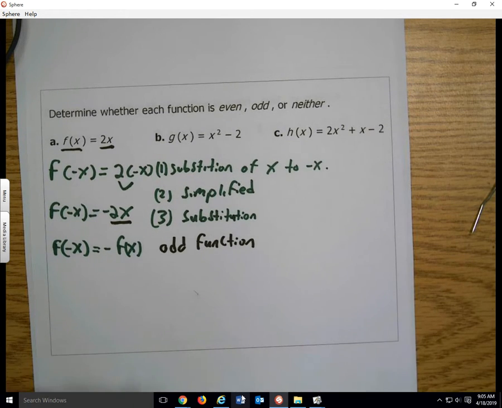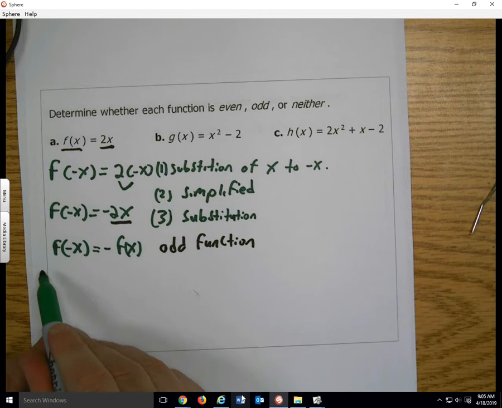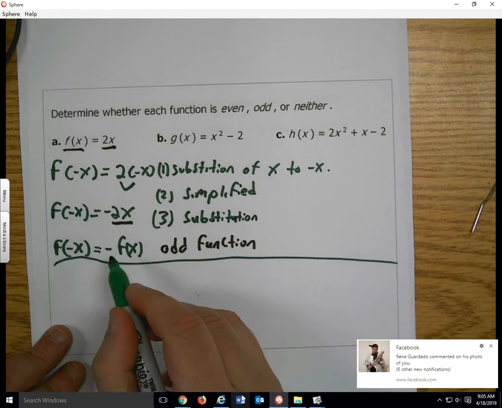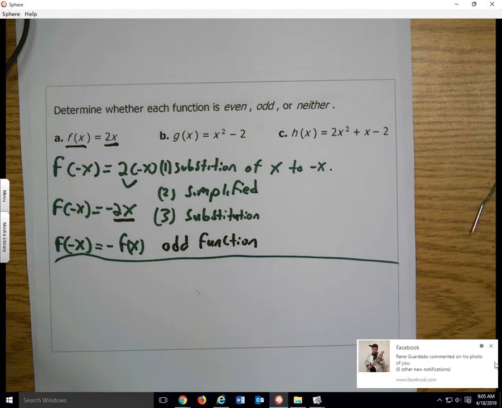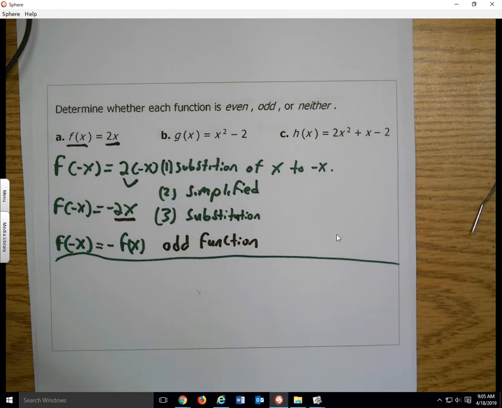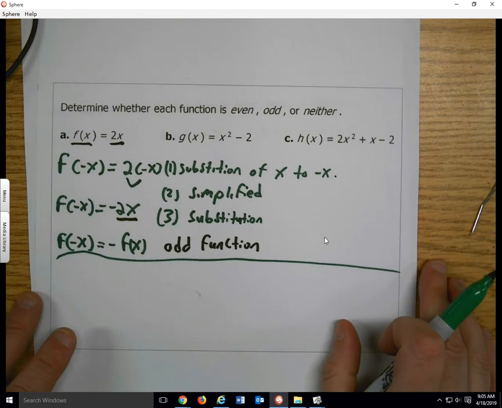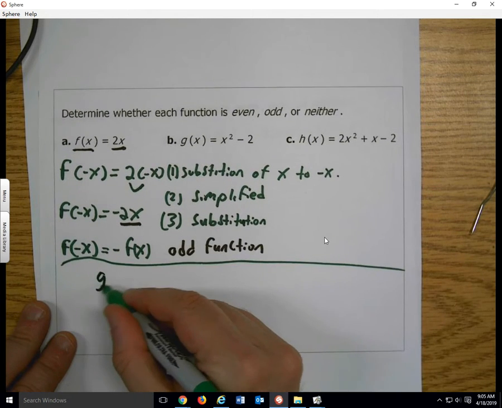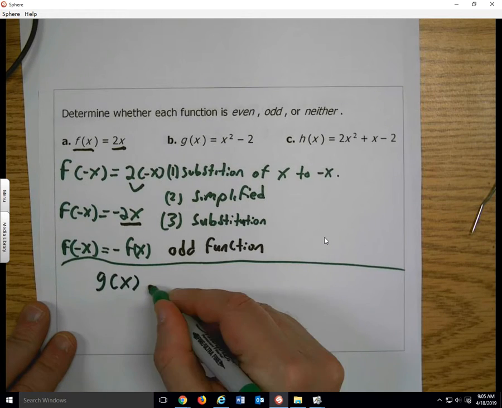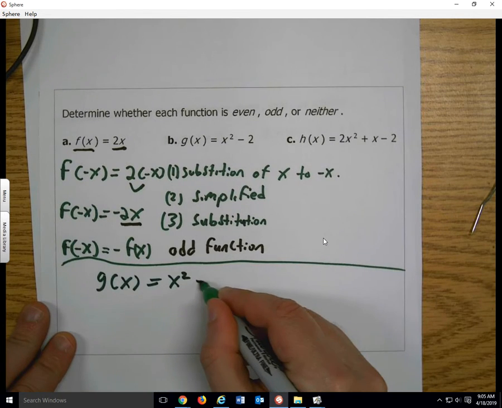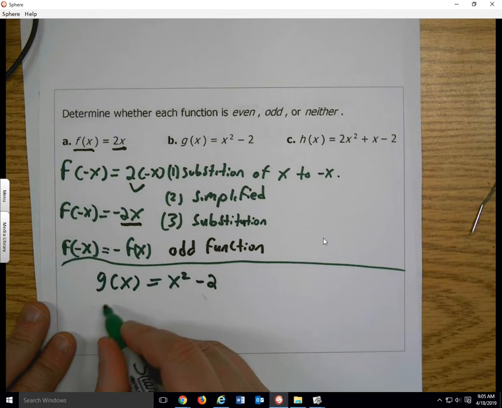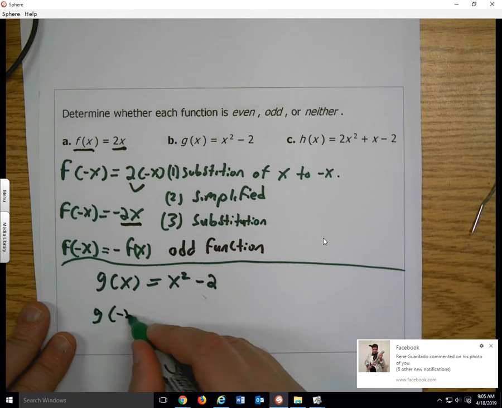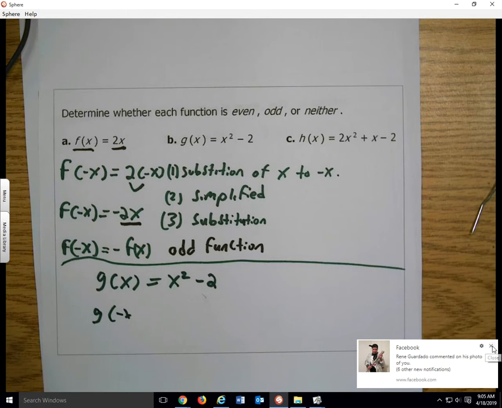I hope I gave myself enough room on this page to do it. So what I think I'll do is I won't write down the steps. I'll just show the steps, but they're the same. So the next one says g of x equals x squared minus 2. But we're going to substitute that x for a negative x. Oops, sorry, I'm getting notifications.